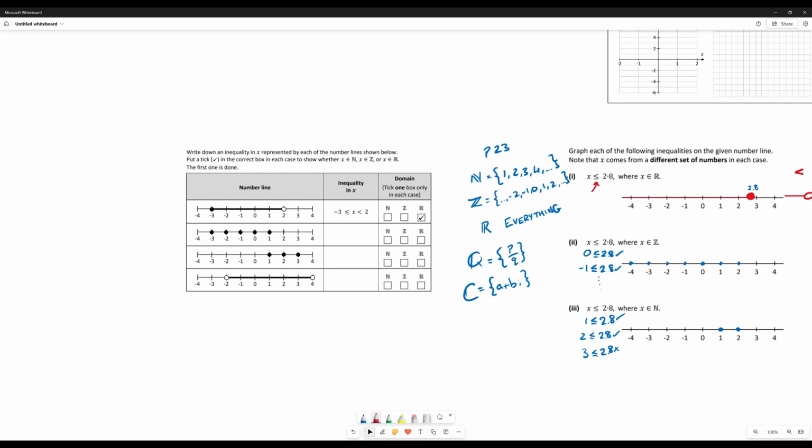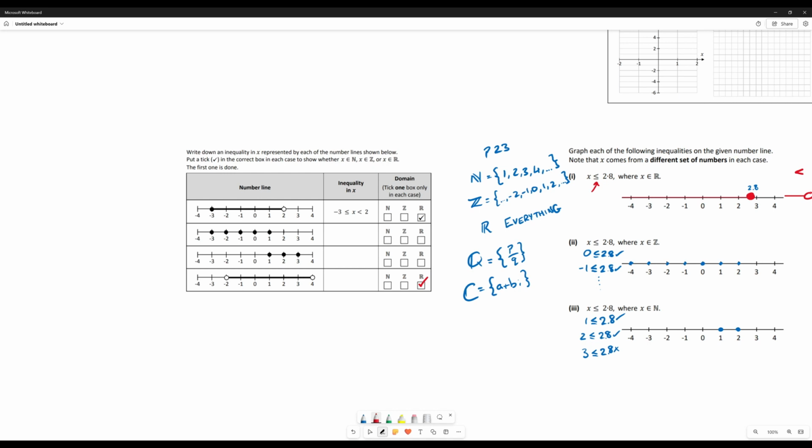But for the first one, you'll notice they did a straight line. That immediately means R, right? That's why the tick is in the R box. For the first one, straight line means R. And matter of fact, while we're on it, there's a straight line down here, so I'm going to put a tick in that box straight away. You only use the line for R, so that's that.